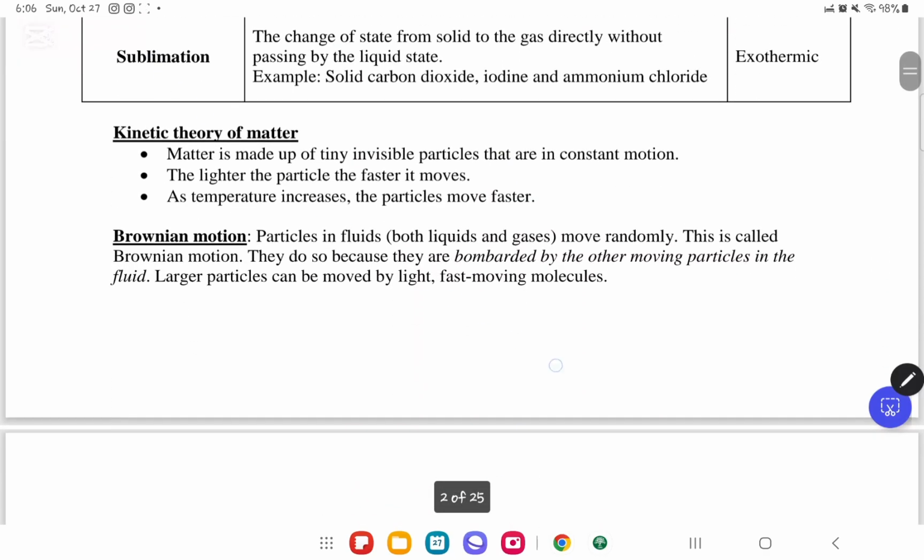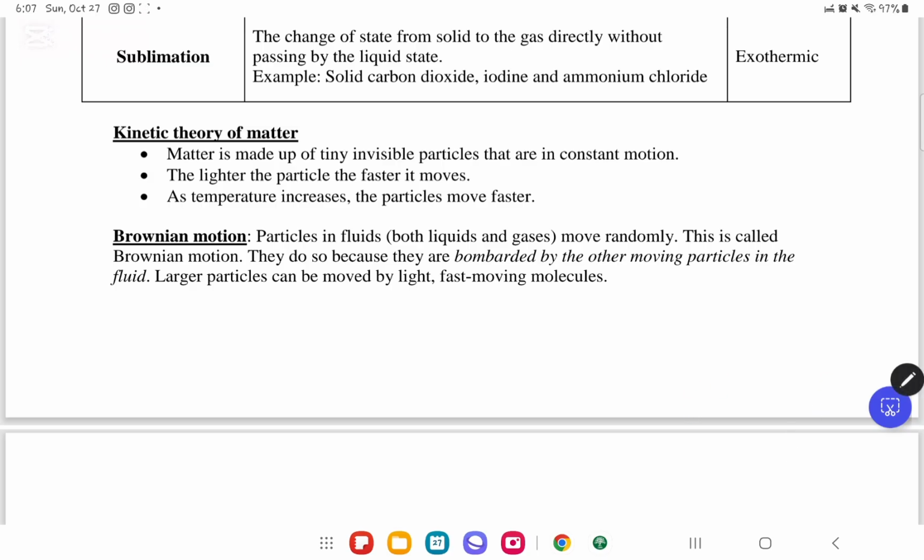Now, we are gonna go to something called the kinetic theory of matter. Basically, there are three main things you should know about it. Matter is made of tiny particles that are always moving. The less the mass of the particle, the faster it moves, and if you increase the temperature, the particles move faster. How they stated it is that matter is made up of tiny, invisible particles, meaning you can't see them with your eye, that are in constant motion. The lighter the particle, the faster it moves, and as the temperature increases, the particles move faster.